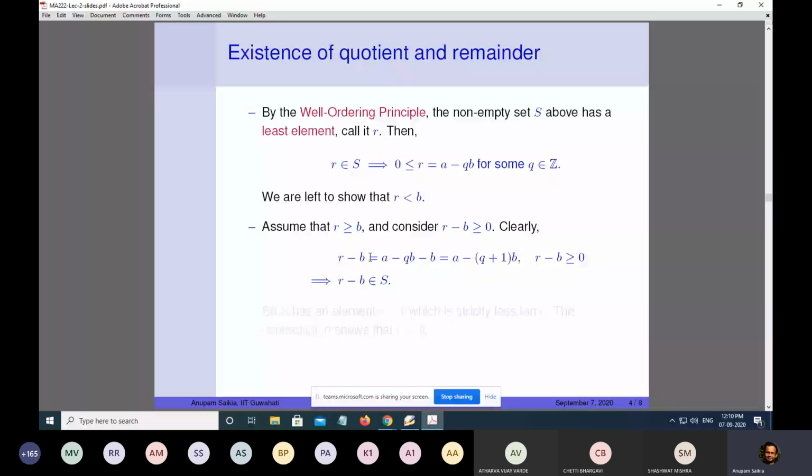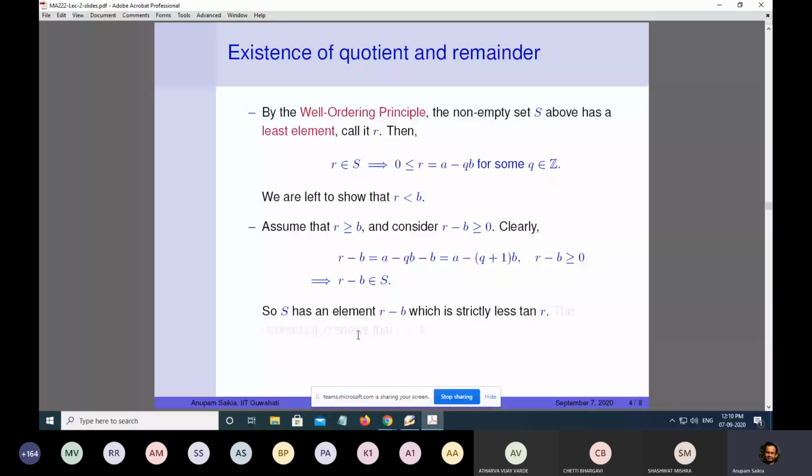But then that's a problem, because R was the minimum, the least element. And now R minus B is definitely smaller than R, right? Because B is positive, so you are subtracting a positive integer from R. So certainly I'm getting something smaller than R. So this contradiction shows that R is less than B.